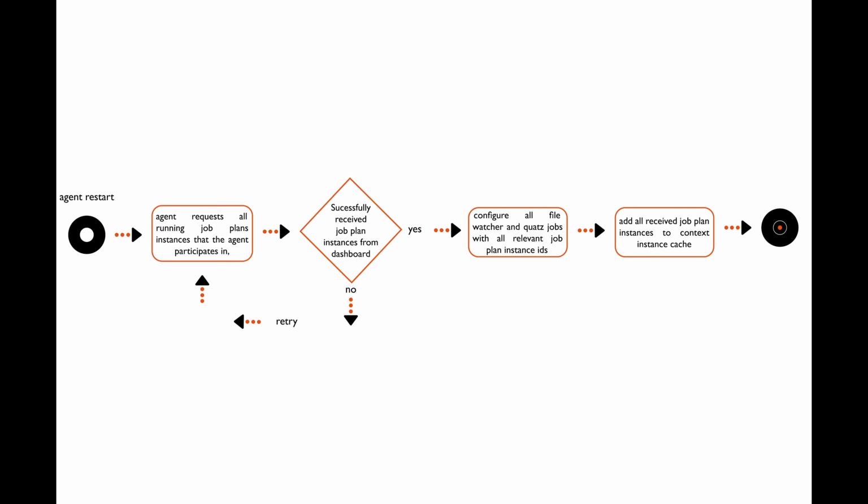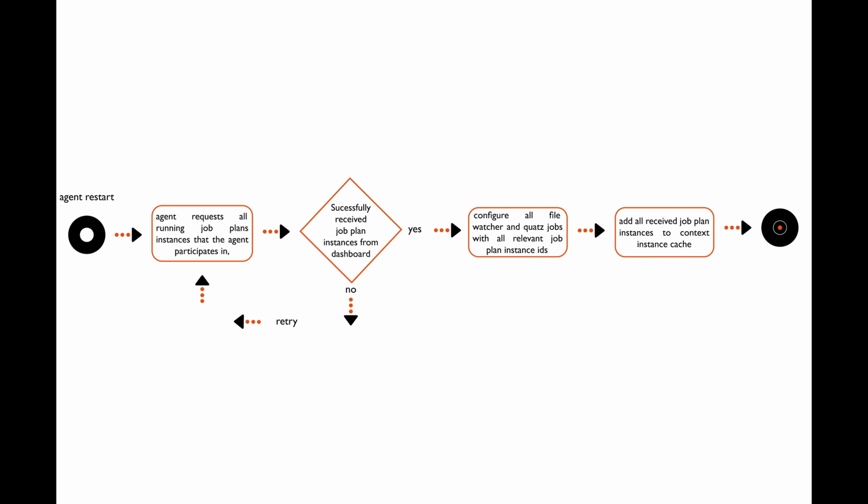So you can see here, we start on the left-hand side, the agent restart occurs. So the first thing that happens is we make a REST call to the dashboard, and that REST call is requesting all of the current running job plan instances that are relevant for this agent. We retry if we're unsuccessful. Assuming that we've been successful, we go ahead and configure all of the Quartz or scheduler jobs and the file watcher jobs on the agent with the relevant job plan instance identifiers.